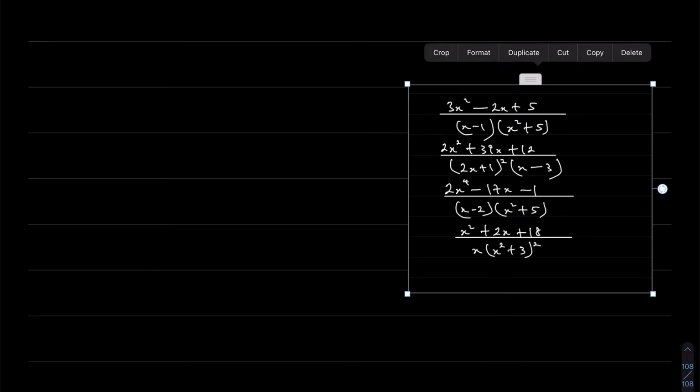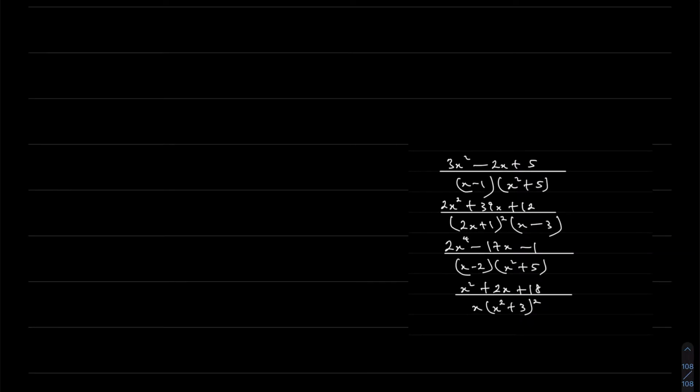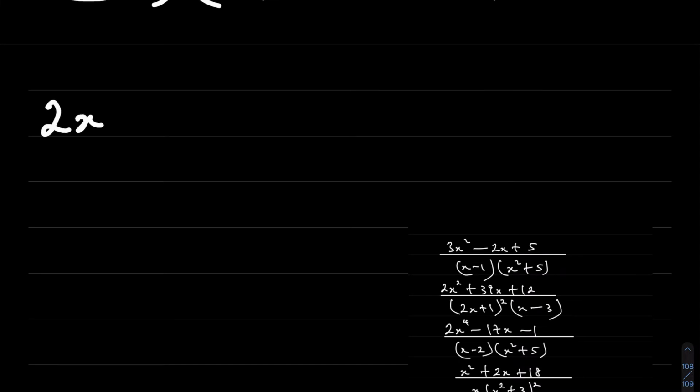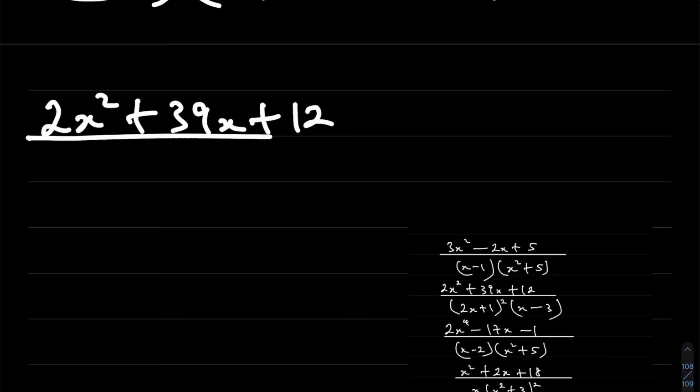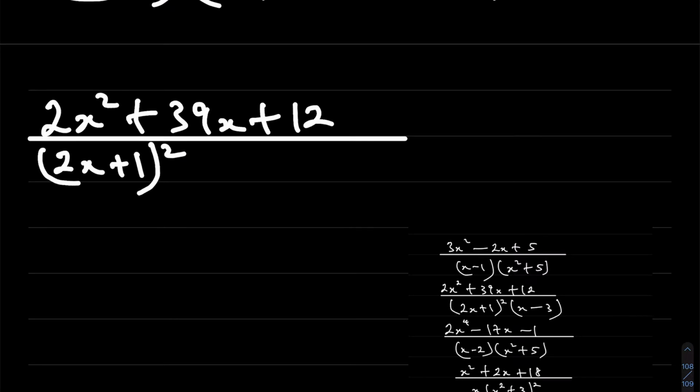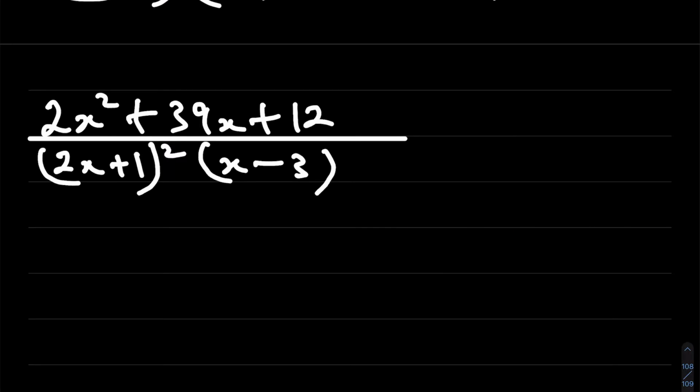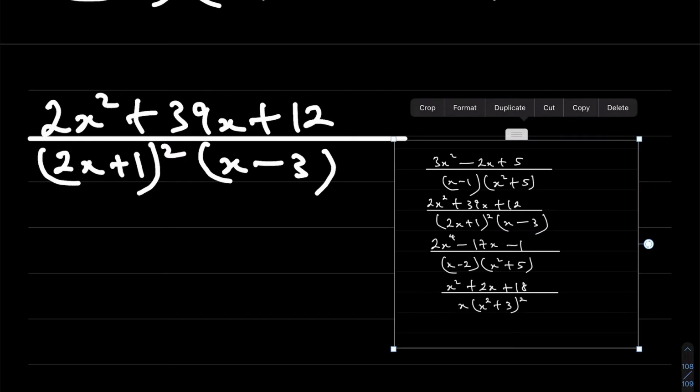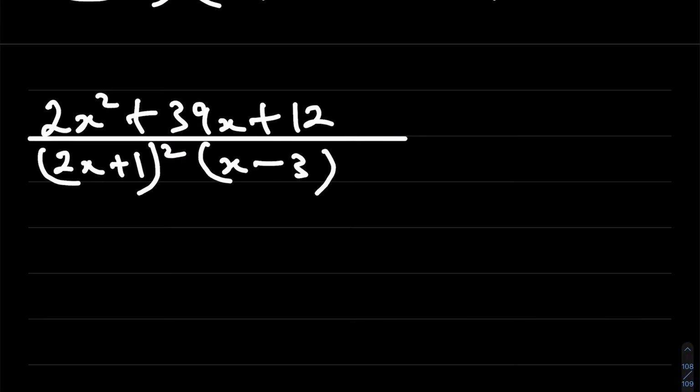Let me check the question. The next one is 2x squared plus 39x plus 12 over (2x plus 1) squared times (x minus 3). That's what we're resolving into partial fractions. Let me check and be sure that that's the correct question. Yeah, that's the correct information.